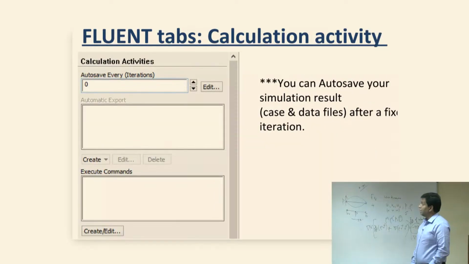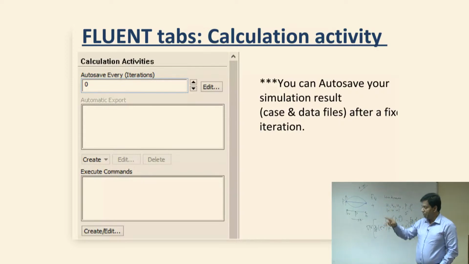And calculation activity here, if you want to do some animation at the end, you have to modify how you want to save the data. If it is a time dependent problem, then maybe after every 10, 50 or 100 time steps you want to save your data, and at the end you can create the animation. You see how the fluid is flowing.